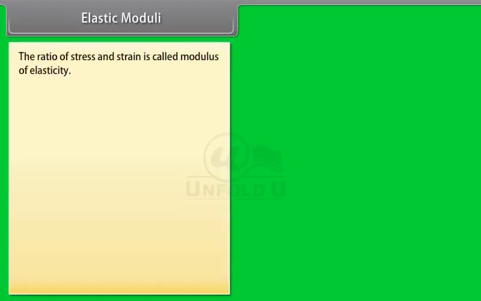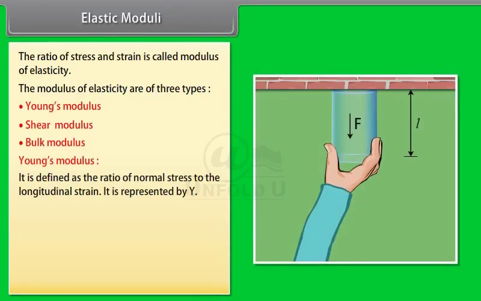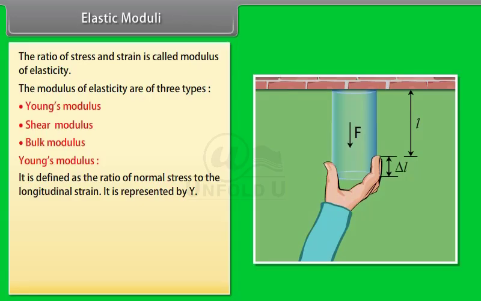The ratio of stress and strain is called modulus of elasticity. The modulus of elasticity are of three types: Young's modulus, shear modulus, and bulk modulus. Young modulus is defined as the ratio of normal stress to the longitudinal strain. It is represented by Y.